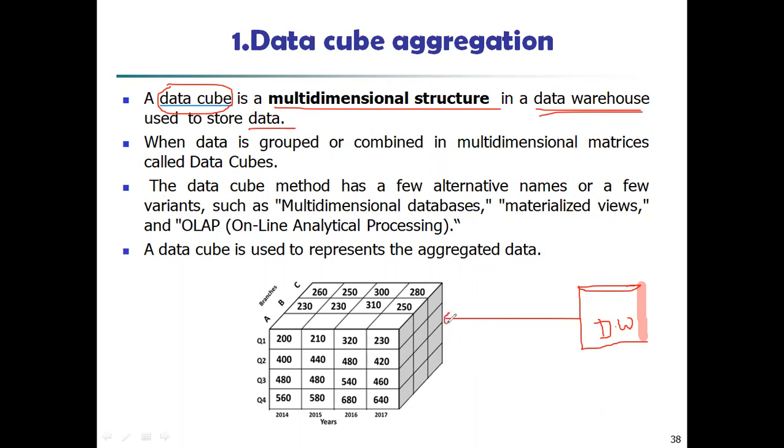This is the diagram of a data cube. This is the representation of one data cube. Here you have 3 dimensions. One is branches, one is time and one is year. Years start from 2014, 2015, 16, 17. This represents the years, and this one is time: quarter 1, quarter 2, quarter 3, quarter 4. This represents time, and this one is branches: branch A, branch B, branch C.